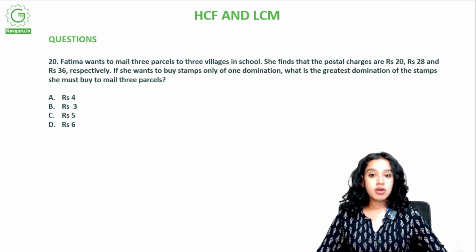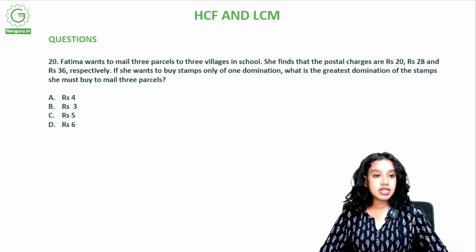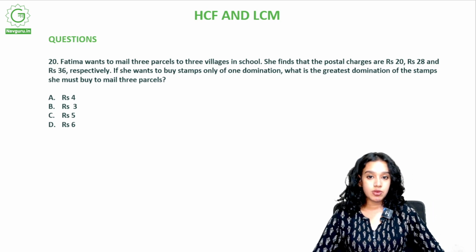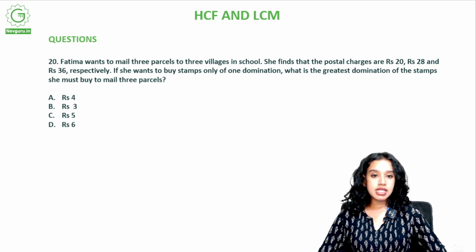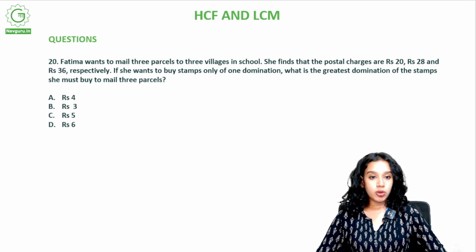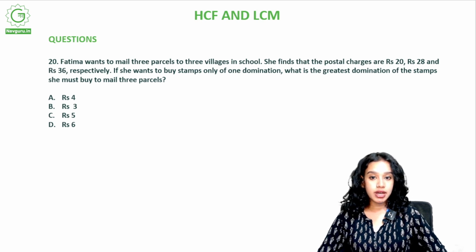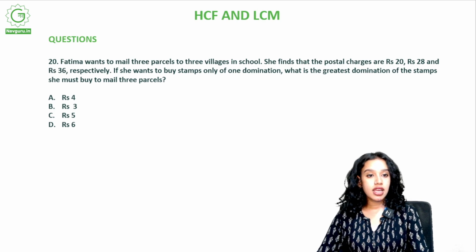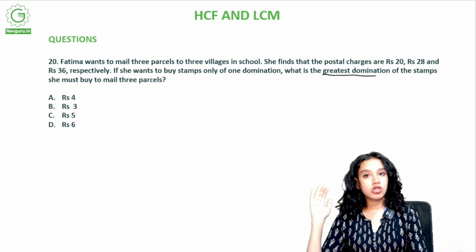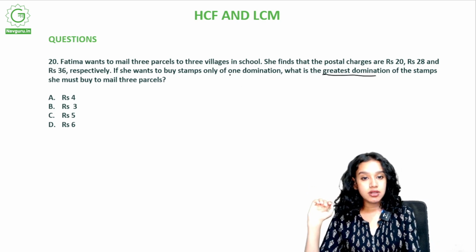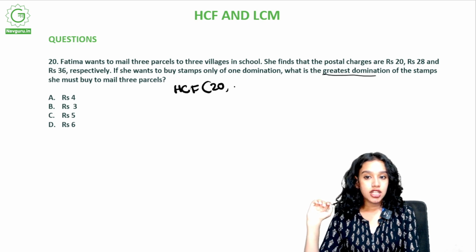Now, Fatima wants to mail 3 parcels to 3 villages in school. She finds that the postal charges are rupees 20, 28 and 36 respectively. If she wants to buy stamps only of one denomination, what is the greatest denomination of stamps she must buy to mail 3 parcels? So again, we find the greatest term here. So it's actually the highest common factor. So we have to find the HCF of 20, 28 and 36.